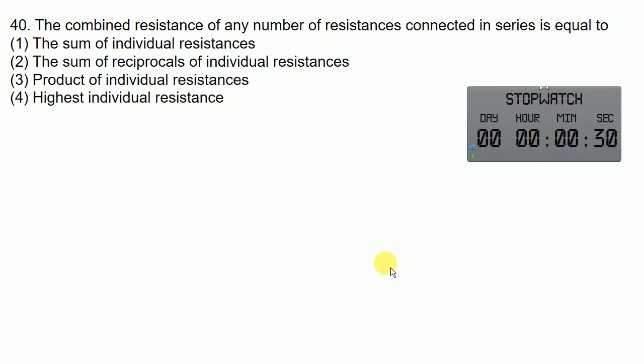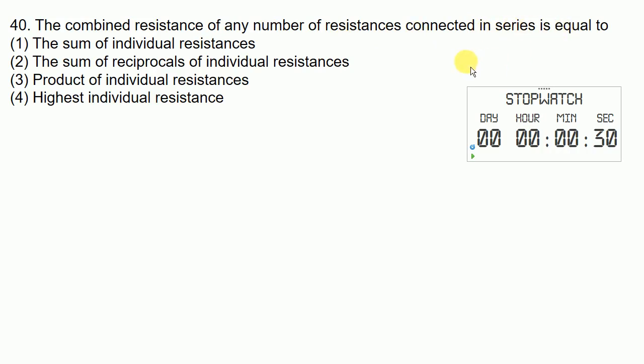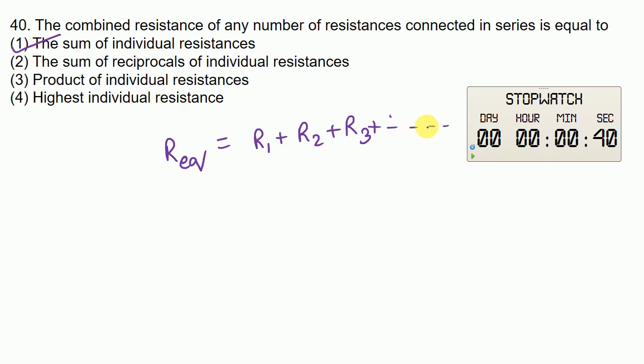Last question, right? The combined resistance of n resistors connected in series is equal to, very easy, very easy, 5 seconds, 10 seconds. Okay, is equal to the sum of individual resistances. Combined resistance, equivalent resistance, equals R1 plus R2 plus R3 plus whatever. Clear? We'll keep on adding, algebraic addition.